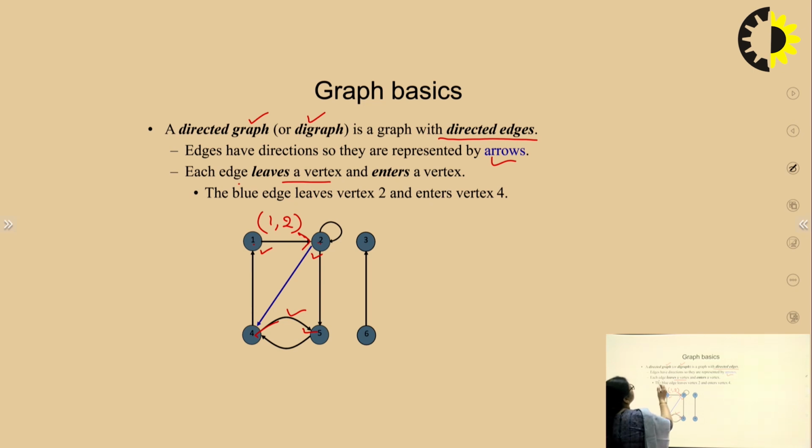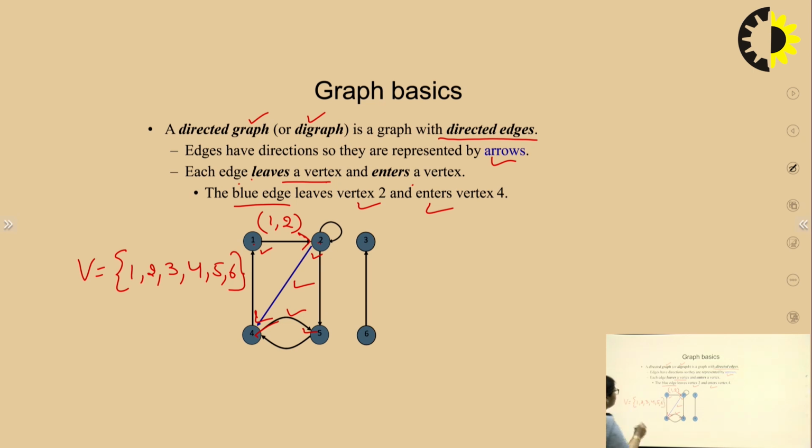Okay, so it is leaving one vertex and entering second. Here we are talking about the blue edge, it is leaving 2 and entering 4. This is the direction. In this particular graph, we have 6 vertices. So what is my V? My V is the set of vertices 1, 2, 3, 4, 5, 6.